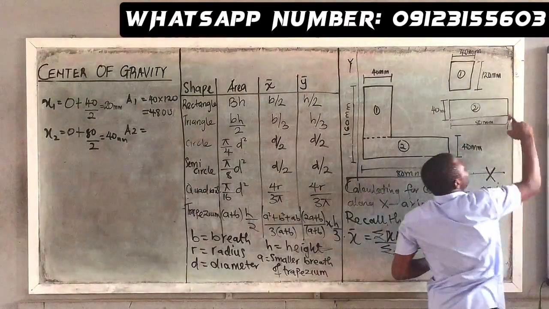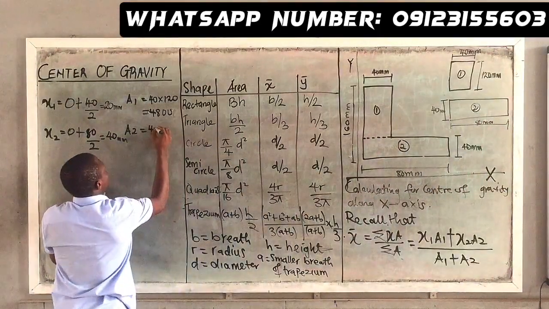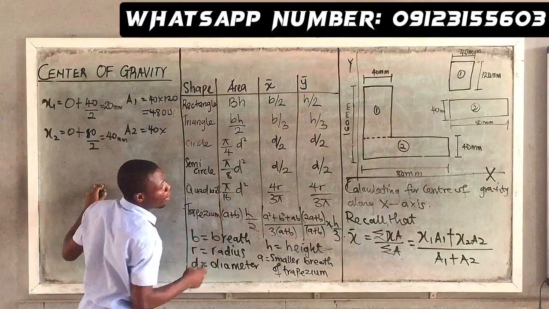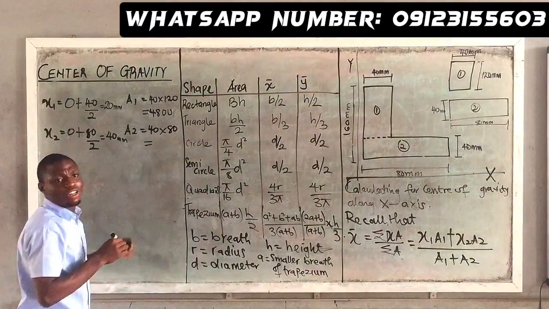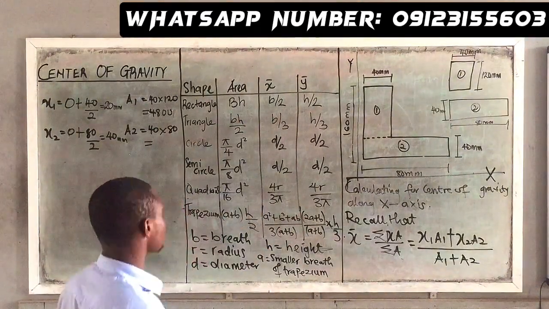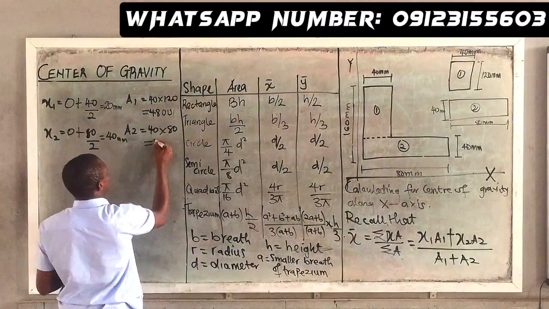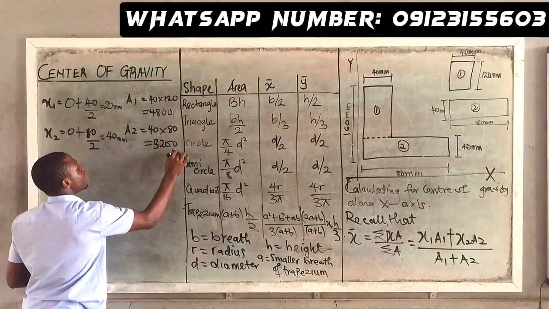Let's get A2. What's the formula for A2? B times H. That's 40 times what's my H there? 80. What is the value of 80 times 40? I have 3,200 millimeter square, please.